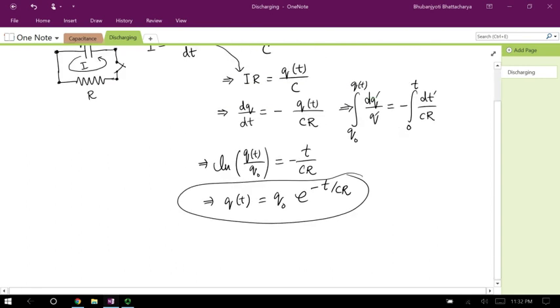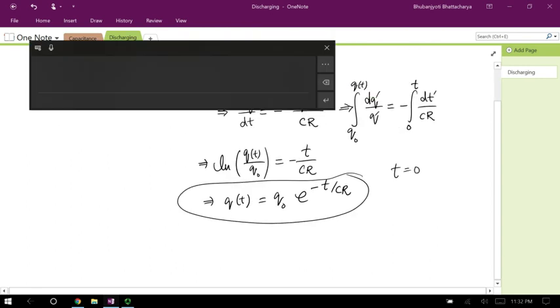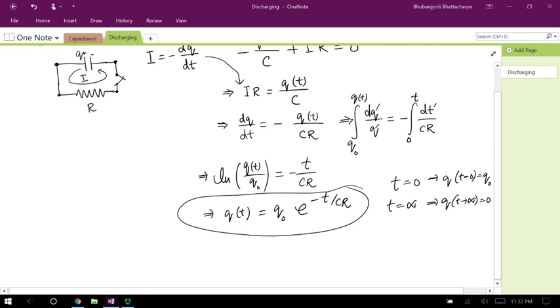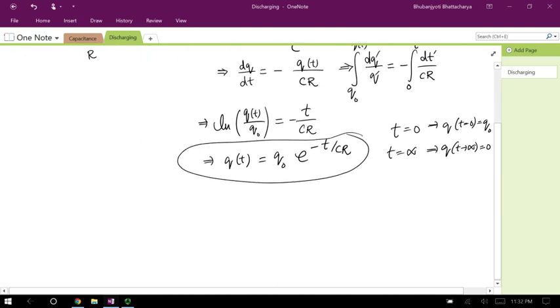So as it's getting discharged, you can see at t equals 0, q at t equals 0 is just the initial charge on the capacitor, which is q0. At t equals infinity, q becomes 0, right? So it takes an infinite amount of time to get the charge on a capacitor to go to 0. But of course, there is a practical limitation on how much charge is actually detectable, or how much charge even makes sense to have on a capacitor.